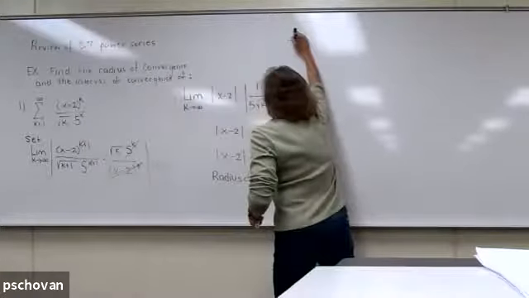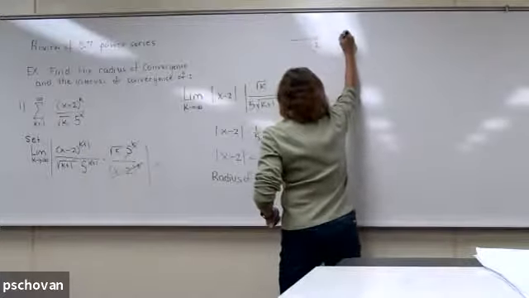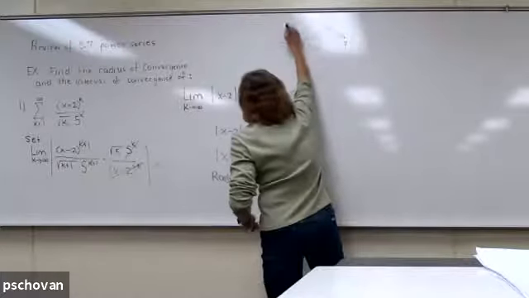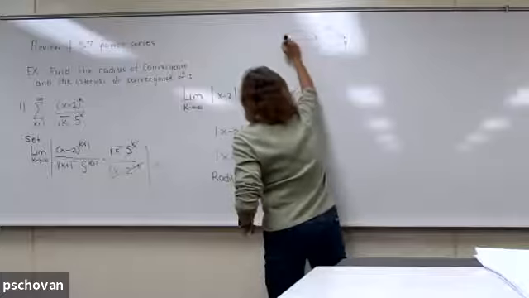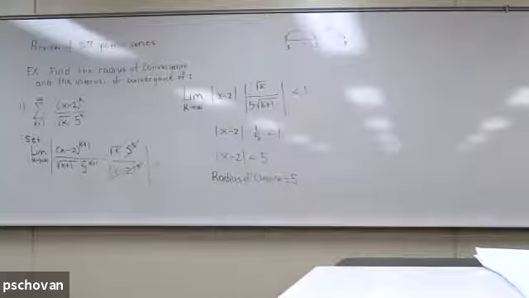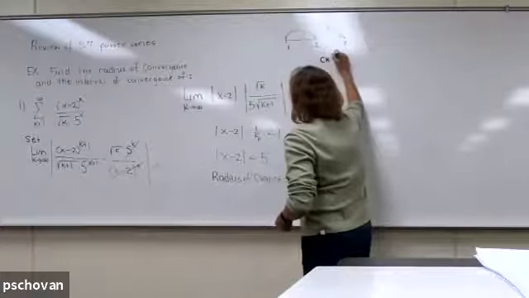So here's my interval. Here's 2. So 5 units this way, and that puts us at 7. 5 units that way, and it puts us at -3. So far this thing converges for all x between -3 and 7. And we investigate what happens at the 2 endpoints one at a time. So that's what we're going to do next. We're going to check the endpoints.